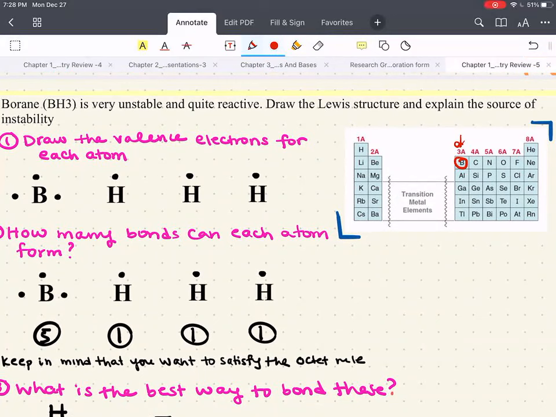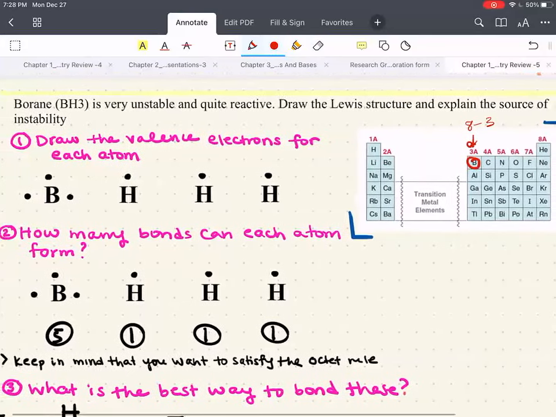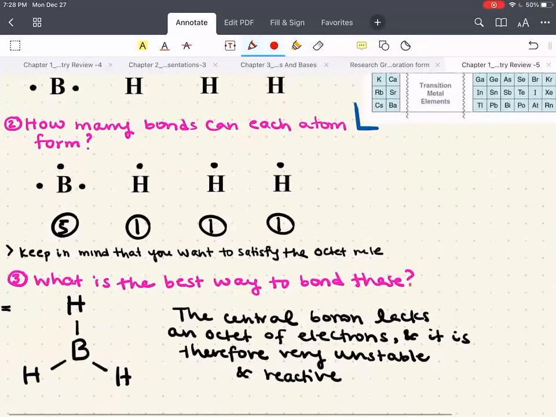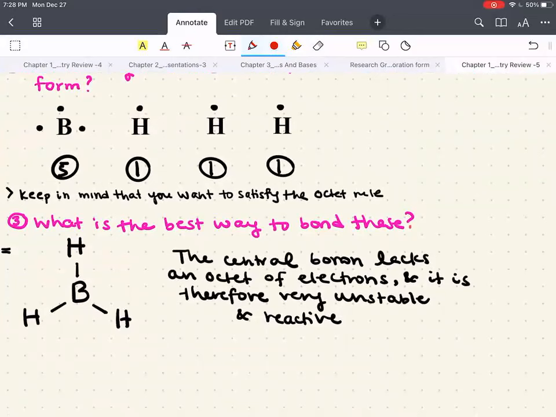Now, how many bonds can each atom form? Boron, 8 minus 3, boron can form 5 bonds. And each one of these hydrogens can form 1. All right, so let's try to attach these, keeping in mind we want to satisfy the octet rule. Well, here's the boron, and each single one of those electrons it has is going to bond to a hydrogen. Now, that's the correct way to draw this.